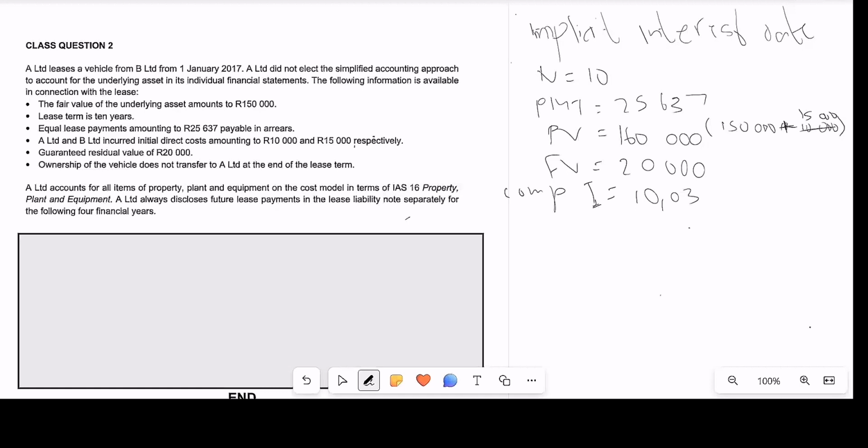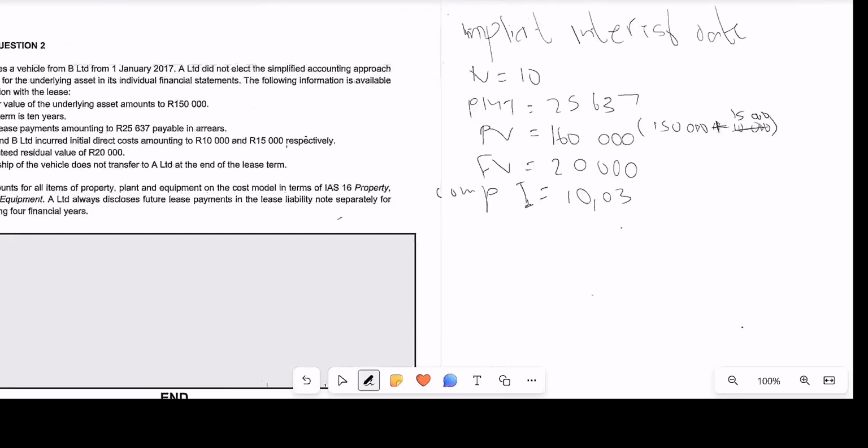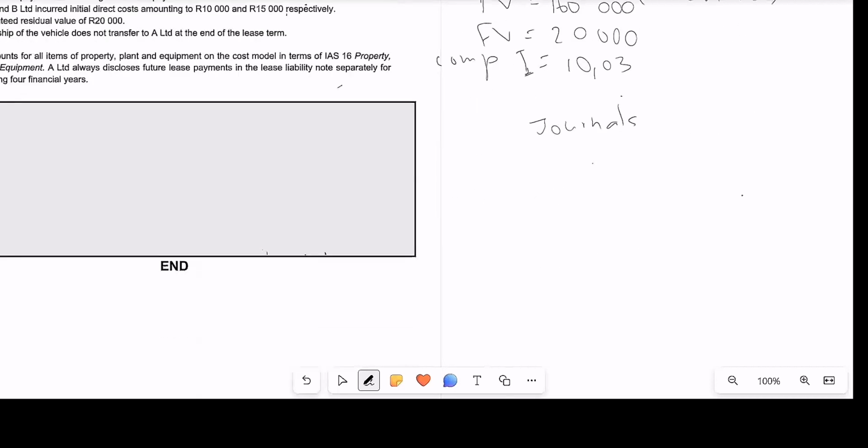So now we're going to have to do the journal entries for the lease. So I'm going to say journals. Here we're going to say gross investment in the lease. We're going to debit this. Then we're going to credit unearned finance income.